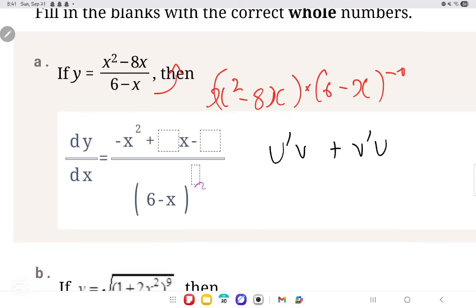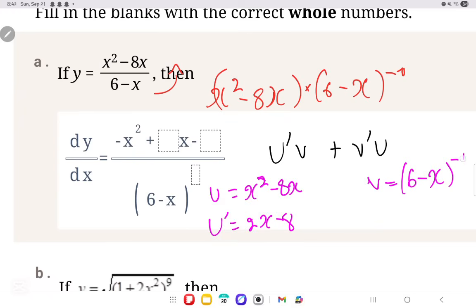So first of all, our u is x squared minus 8x. Our u prime is 2x minus 8. Our v is 6 minus x to the power of minus 1. And our v prime is minus 1, 6 minus x to the power of minus 2, multiplied by the derivative of what's inside, so minus 1.